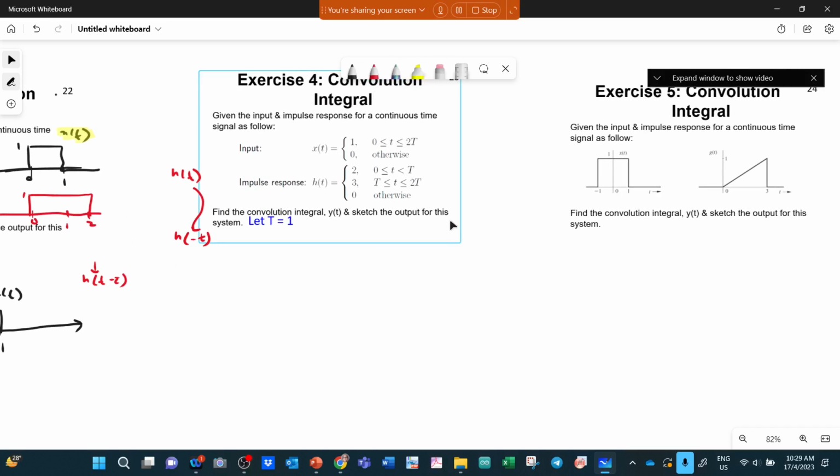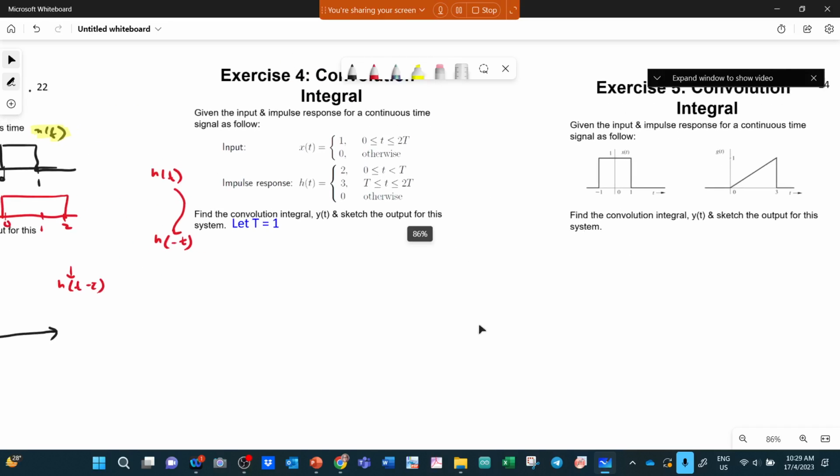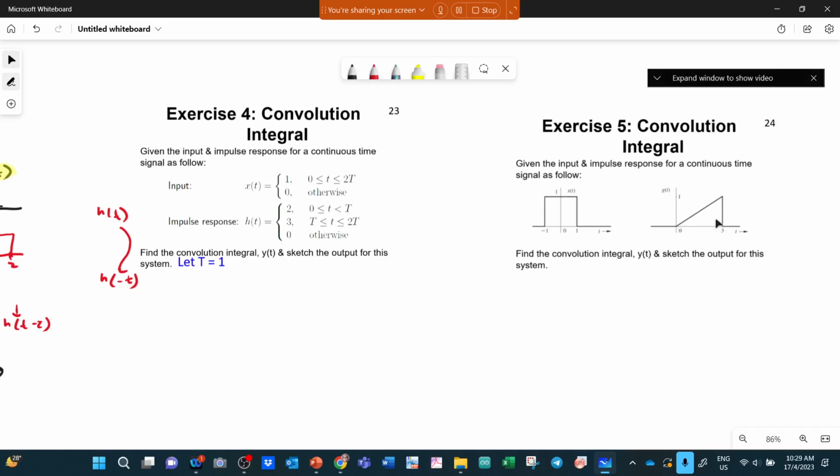Okay, so let's go to the second exercise here, exercise 4. First step, draw out the signals. We are going to pick the easiest signal. So you draw out, assuming that t equal to 1 here. So it says t equal to 1, so this is 1, this is 1, 1, 1. So from 0 to 2 is 1.